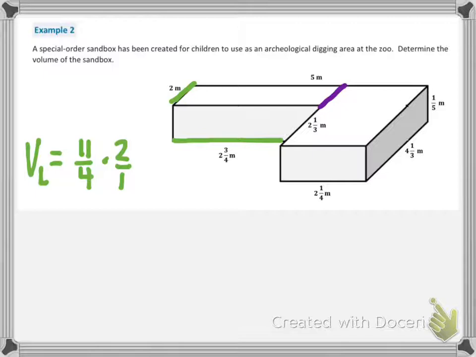And then I need a height, and the height is going to be this dimension, which we see over here. It's 1/5. So multiply that by 1/5. And let's see if we can simplify. It looks like we can.